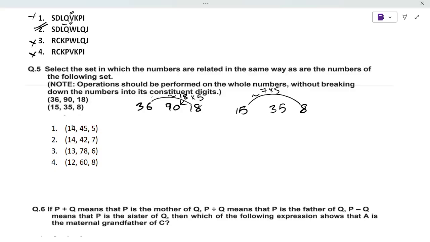So here we have 14. Let's check. 14 minus 5 will give us 9. Into 5 times we're getting 45. So this is the right one. The rest will be the wrong one.